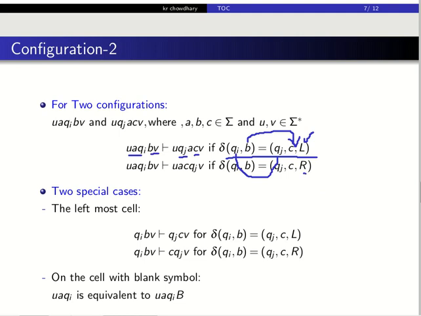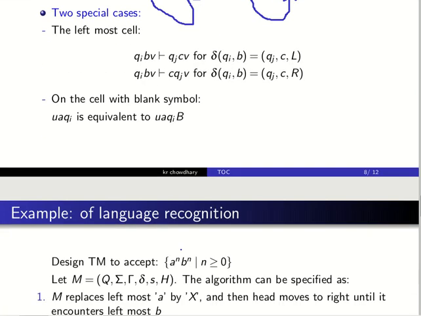Similarly, if there is a right movement, then the head which was pointing to B moves to the right, so it will be moving to beta. And because B is modified as C, the B which was here becomes C here. So this is how we can show the transitions.